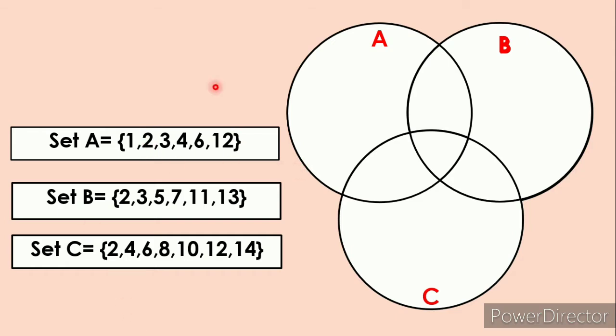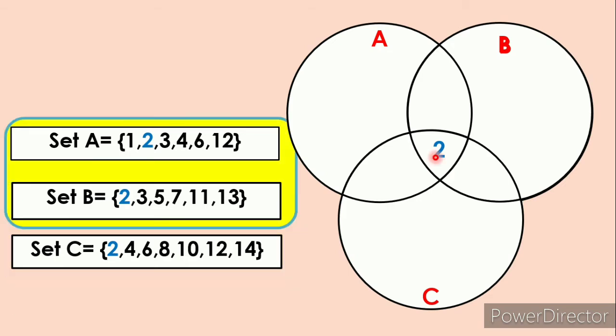First, we need to find if there's a common element in these three sets. Now, we have 2 in set A, and also in set B, and we have it also in set C. So the common element of these three sets is number 2. So we will put this number 2 on this region. It means the intersection of set A, set B, and set C is 2.